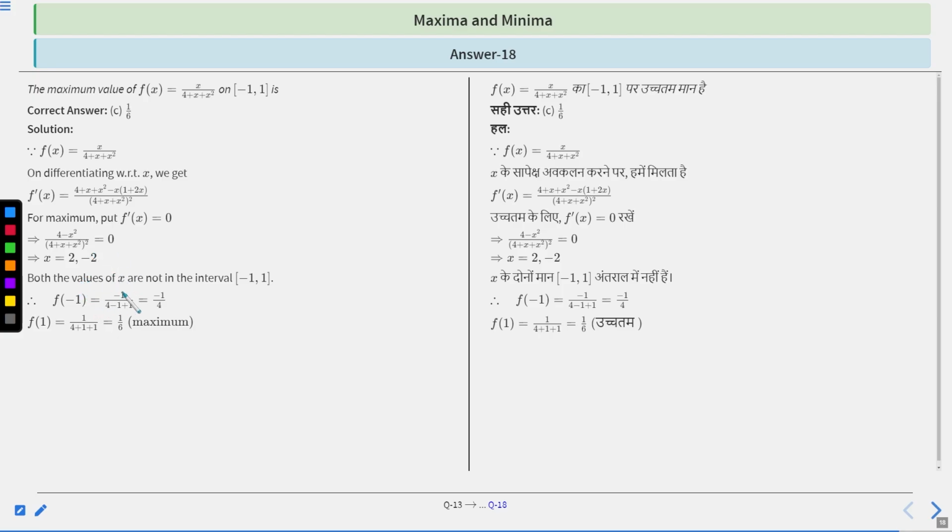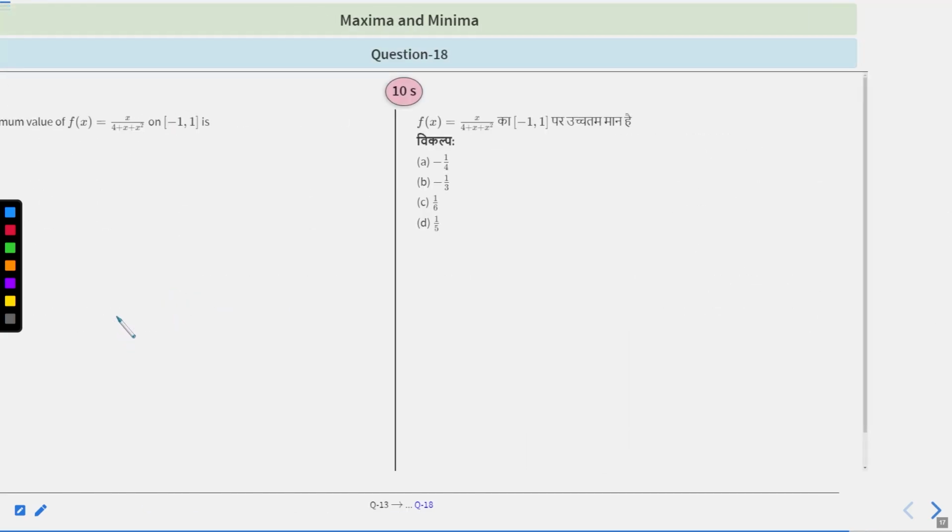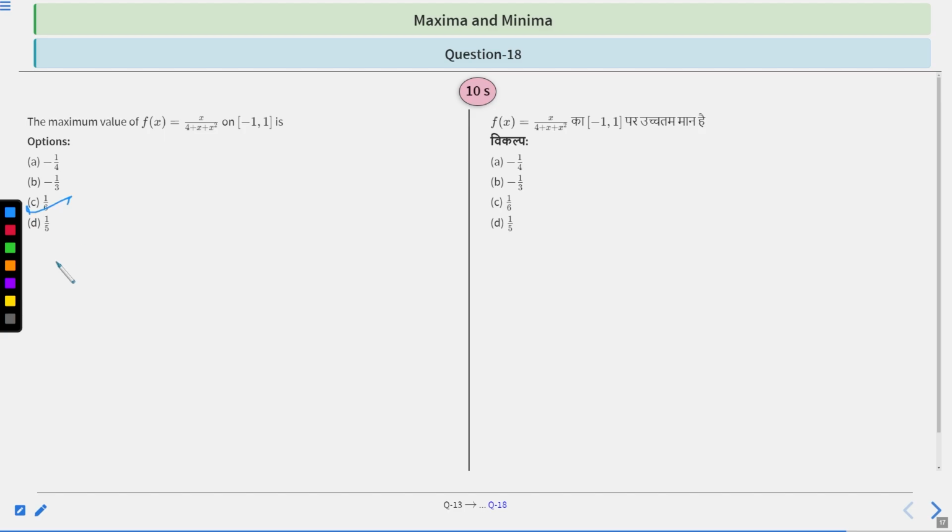So both the values of x are not in the interval [−1, 1]. Therefore f(−1) = −1/(4 + 1), which is equal to −1/5, right, and f(1) = 1/(4 + 1) = 1/5. Clear? Which is maximum. Right, which will give the maximum value. So I think option C is the right choice. So the maximum value of the function f(x) is 1/5.